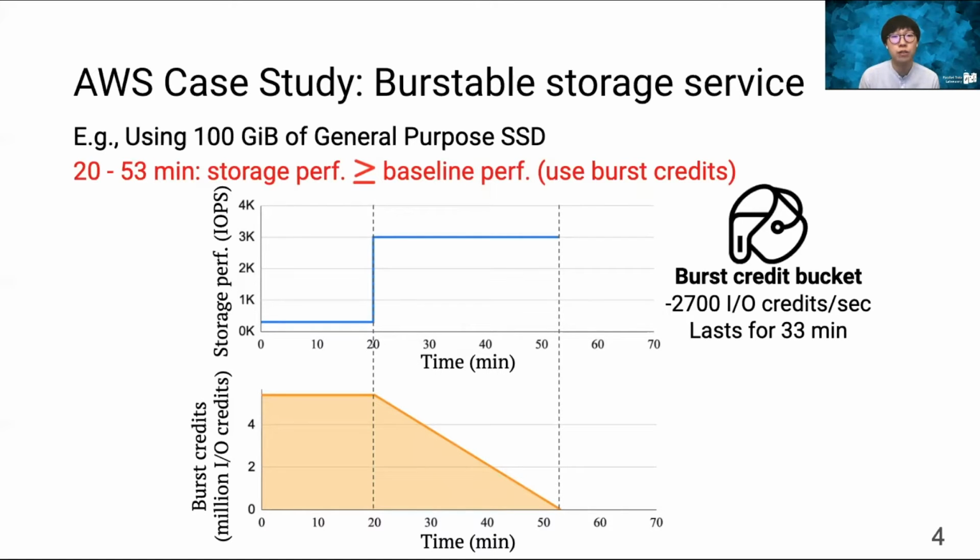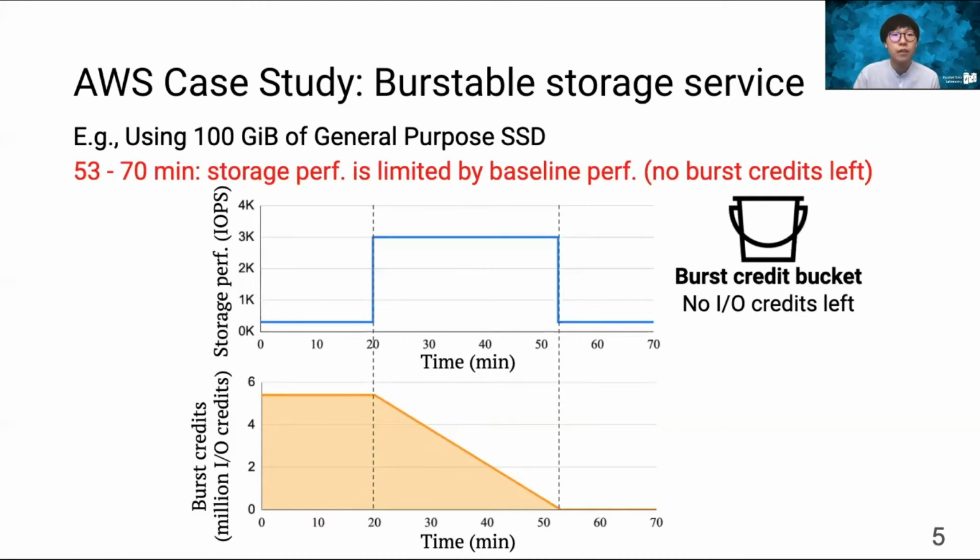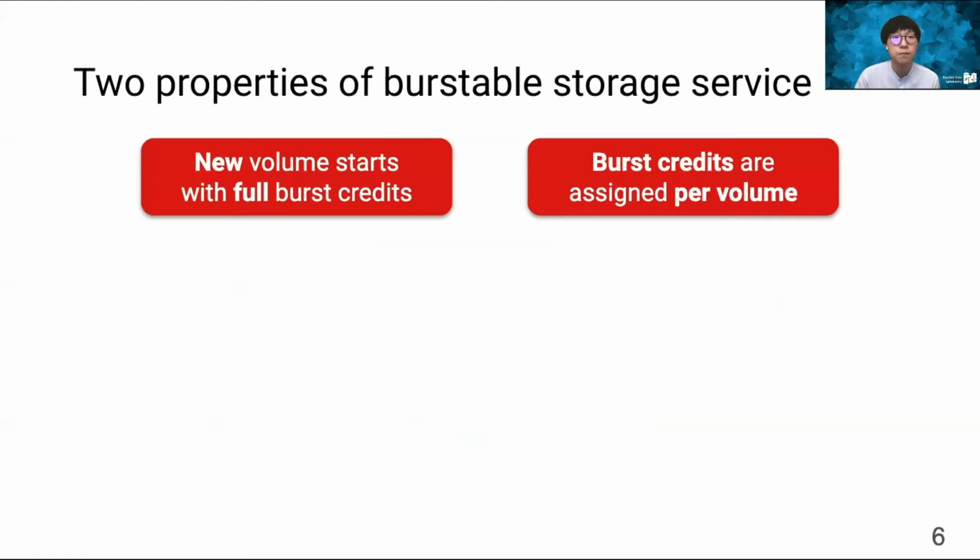When the volume needs to serve higher performance than the baseline throughput, it can burst to that level of performance by using burst credits until no burst credits are left. In this case, the volume is bursting at the level of 3000 IOPS by using 2700 IO credits per second, which allows it to burst for 33 minutes. And finally, when there are no burst credits left, the volume cannot burst over the baseline performance, but can still serve up to the baseline performance. When the volume uses less storage bandwidth than the baseline performance, it gradually accrues the burst credits.